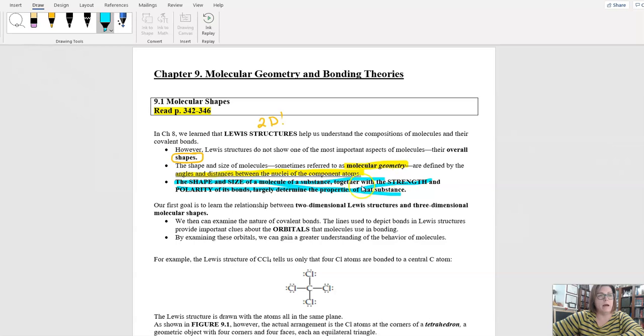And that is really bad highlighting right there. Sorry, I'm doing it with my mouse instead of the pen.